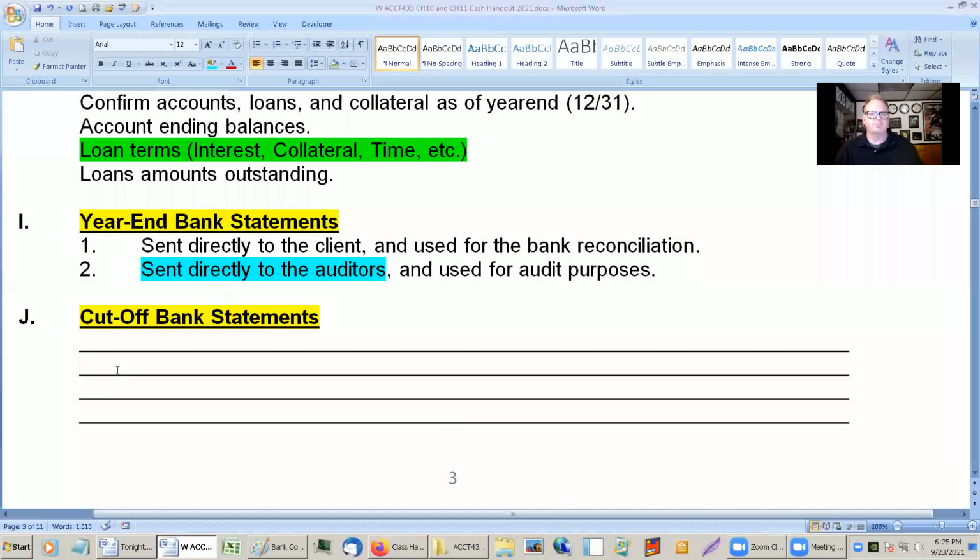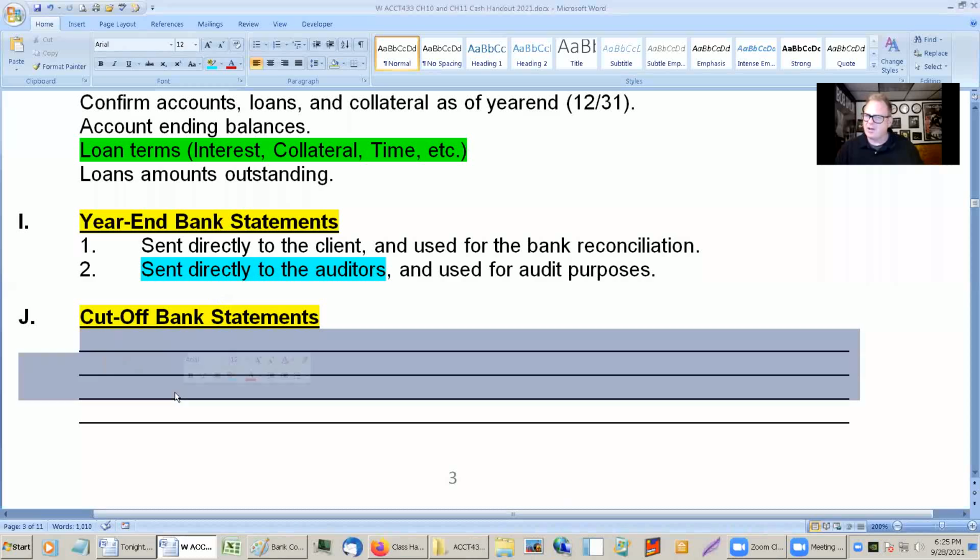If the client refuses, you either give them a disclaimer audit, which means no opinion, or you withdraw from the audit and say, look, we can't finish the audit. Okay. So that's a year-end bank statement. Did I even talk about these? I can't even remember if I told you about these or not.